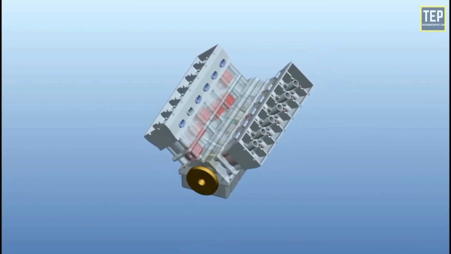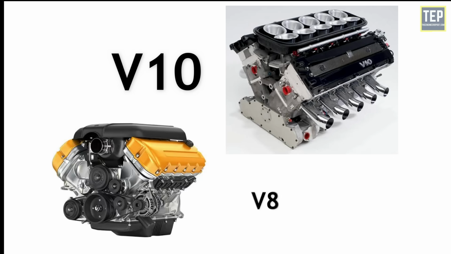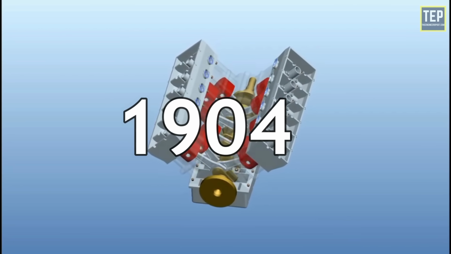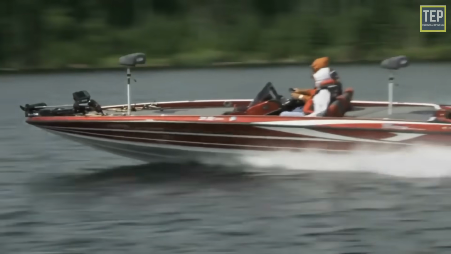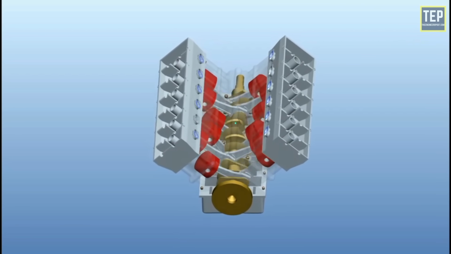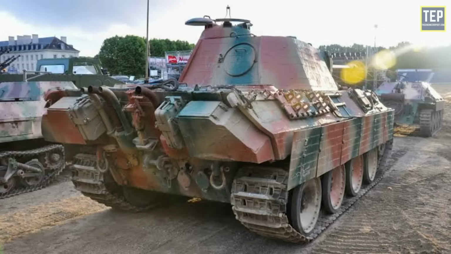V12 engine is a 12-cylinder piston engine, and they are more common than V10 engines, and less common than V8 engines. The first V12 engine was built in 1904 for use in racing boats. Due to the balanced nature of the engine and the smooth delivery of power, V12 engines were found in early luxury automobiles, boats, aircraft, and tanks.